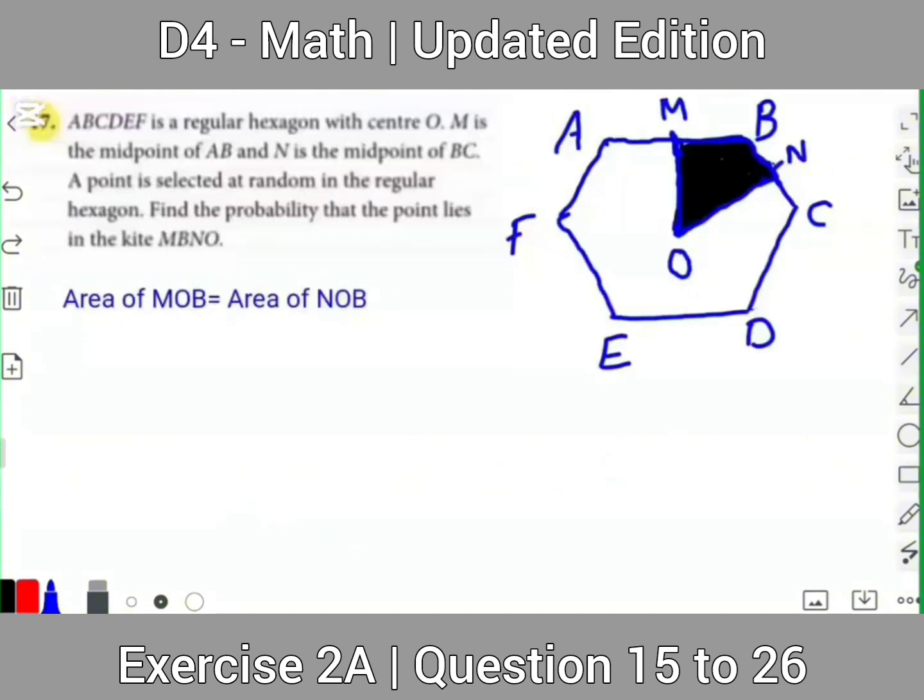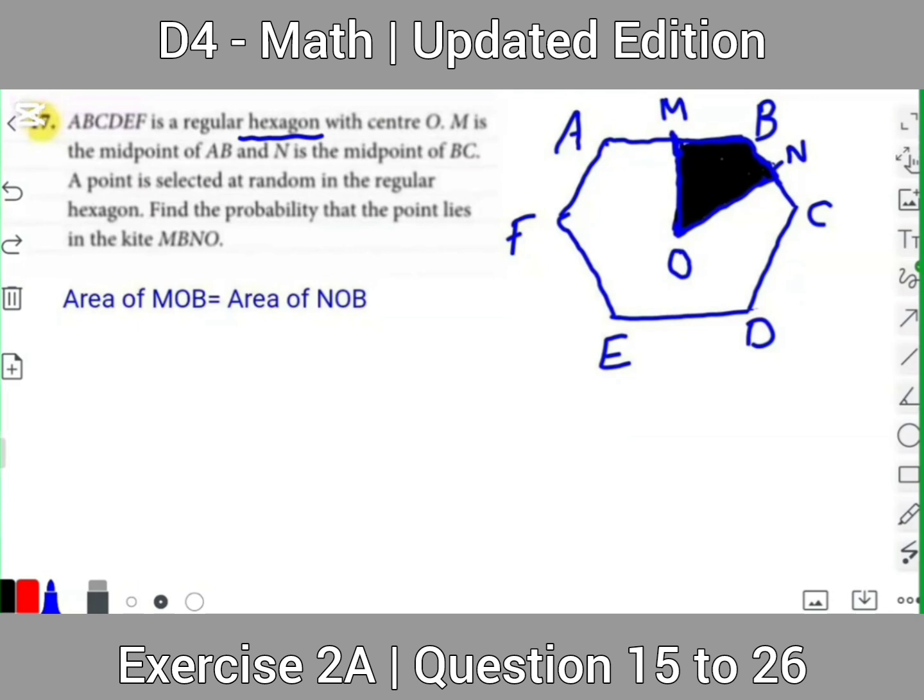In question 17, we have A, B, C, D, E, F, a regular hexagon. A hexagon is a six-sided 2D shape with center O. M is the midpoint of AB and N is the midpoint of BC. A point is selected at random in the regular hexagon. Find the probability that the point lies on the kite MBNO.